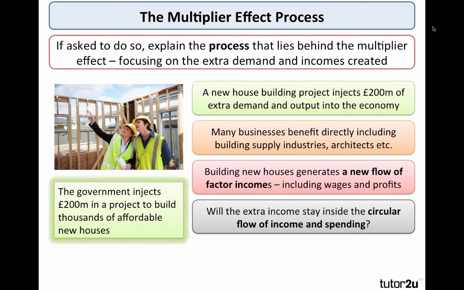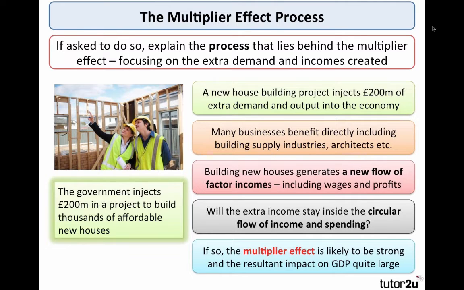The key question when it comes to the multiplier is whether the extra income actually stays within the circular flow and goes around again, or does it leak out in savings, in tax, or in buying imported goods and services. So if the circular flow is resilient, if the money stays inside the circular flow, then we're likely to see quite a strong multiplier effect. The final effect on GDP could be quite significant. If the withdrawal rate, savings, tax, imports, if that's quite high, that's going to result in a lower multiplier figure.